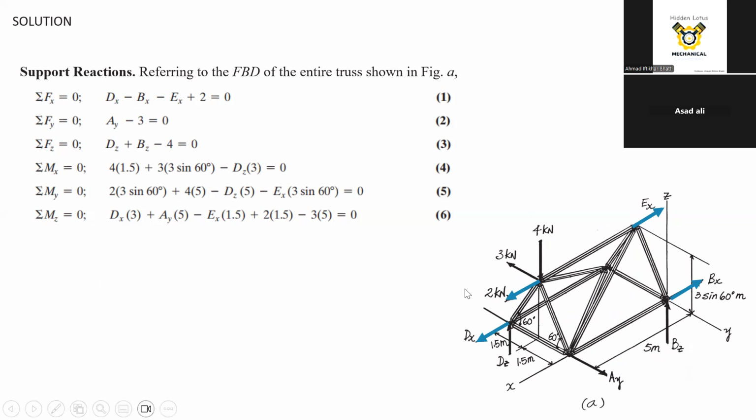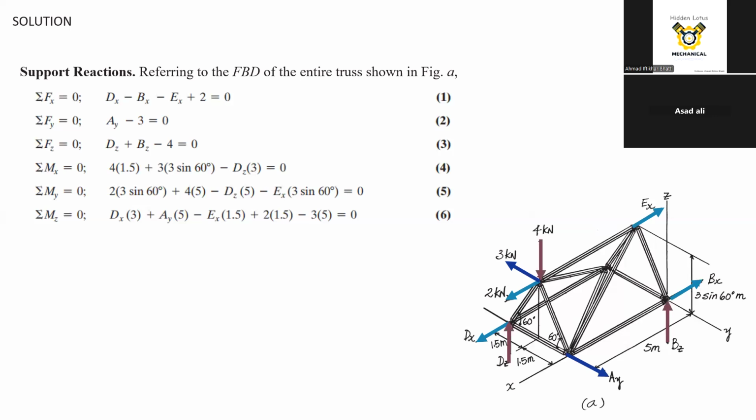And if we apply forces in the vertical direction, then we have a vertical force at link A and a 3 kilonewton force, while this 3 kilonewton force is negative. And if we apply the axial forces, you see we have axial force at point D, 4 kilonewton force, and axial force at link B. So in this equation, only the 4 kilonewton force is negative. And you see, we can also take moments about the x-axis, y-axis, and z-axis.